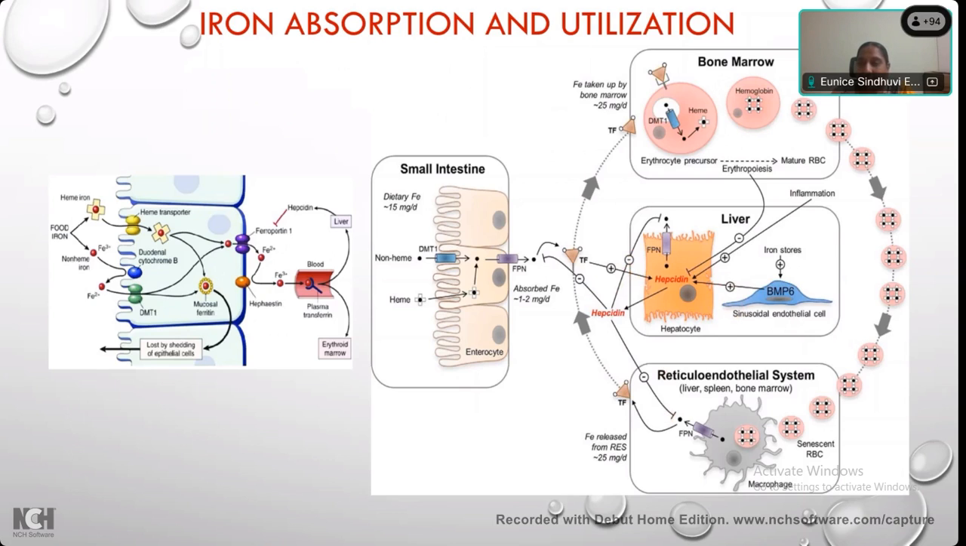And we know that the lifespan of an RBC is 120 days. After these 120 days are over, the RBCs are taken up by the reticuloendothelial system, where they are ingested, and the hemoglobin is processed, and the heme iron is released and transported out by ferroportin into the circulation. And we have around 20 to 25 milligrams of iron released from the reticuloendothelial system every day.